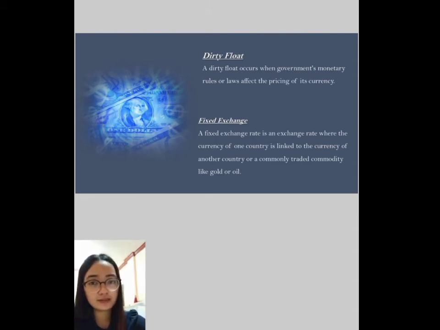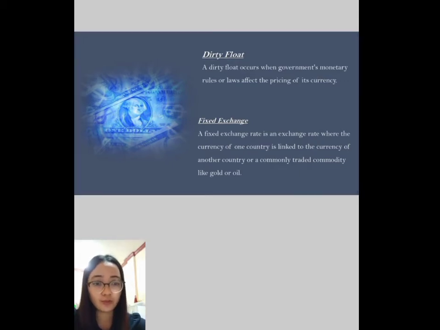The last one is a fixed exchange rate. A fixed exchange rate is an exchange rate where the currency is tied to the currency of another country or a commonly traded commodity like gold or oil. So it is when a country ties the value of its currency to some other widely used commodity or currency. A fixed exchange rate tells you that you can always exchange your money in one currency for the same amount of another currency. So it allows you to determine how much of one currency you can trade for another.